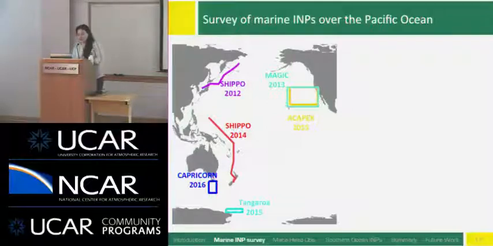So this is a map showing the different ship measurements that we've conducted since 2012. And so we have pretty good coverage over the Pacific Ocean. And there are a lot of co-authors that aren't listed that contributed to this. But the ice spectrometer is pretty easy to deploy, so it's been on all of these ship voyages. And then we also have the CFDC in addition to the ice spectrometer on the Capricorn project.